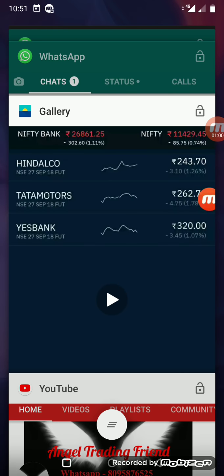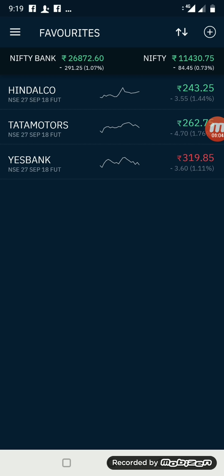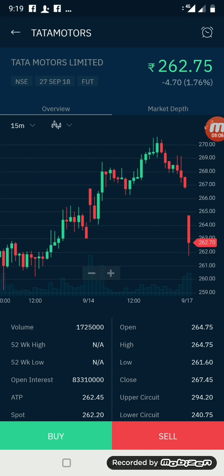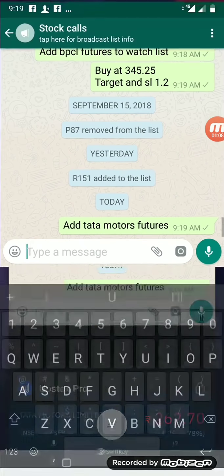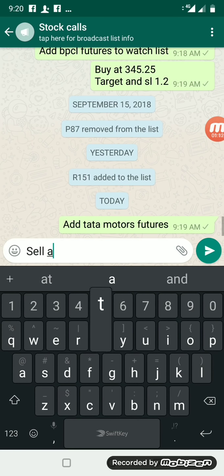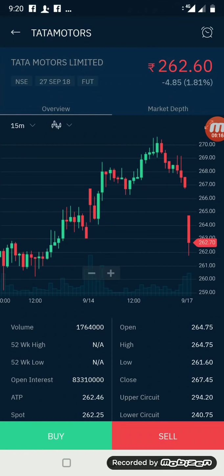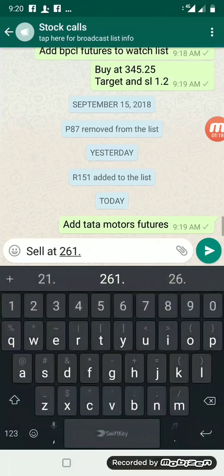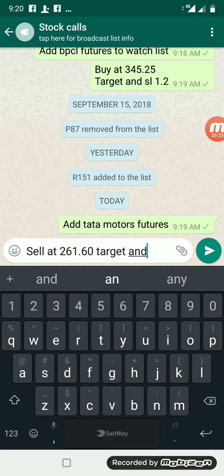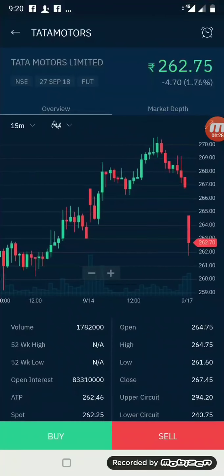Okay, so let us go quickly to today's live trading video. Today the stock selected was Tata Motors. We can see that the markets were completely down in the morning, so that is where we are on the sell side. Sell at, let me check the price once again, it's 261.60, and target and stop loss would be 0.8. So this is the call given in WhatsApp.